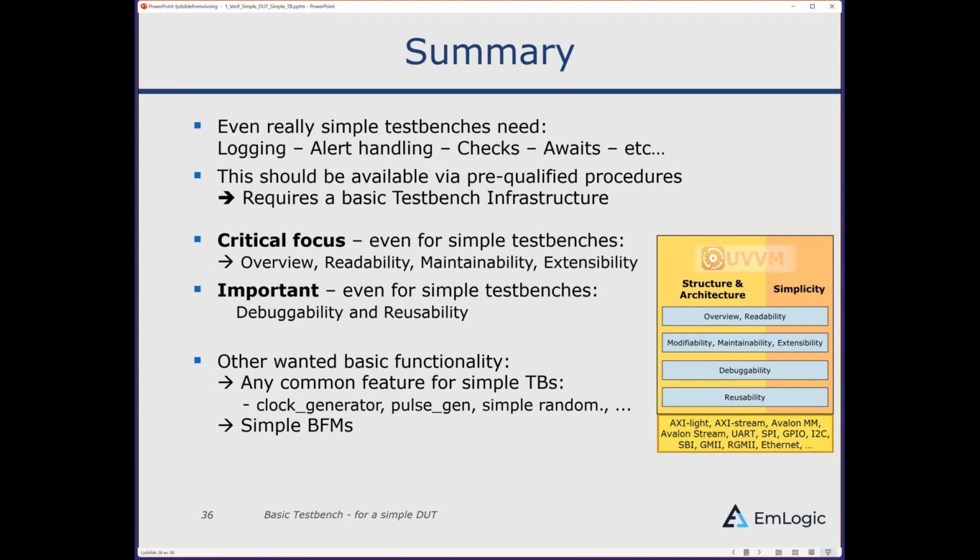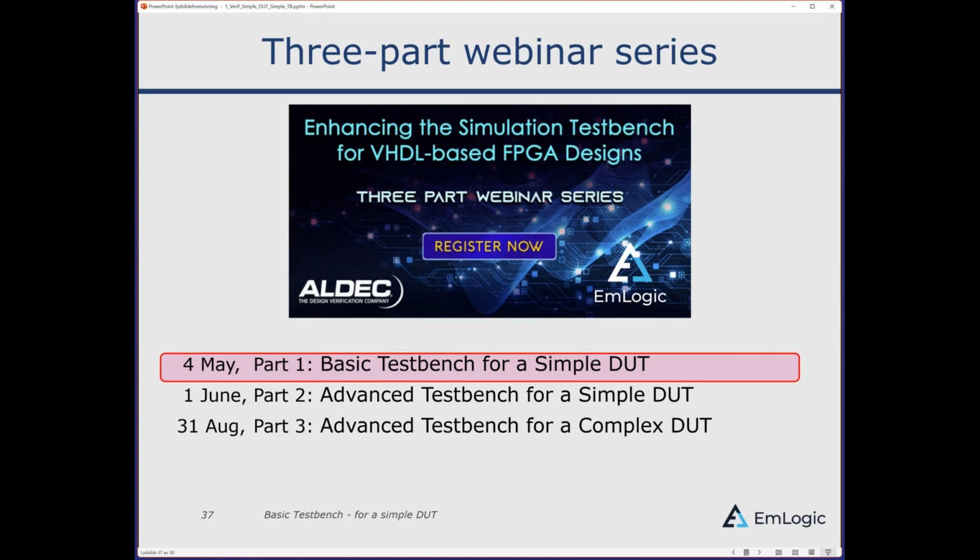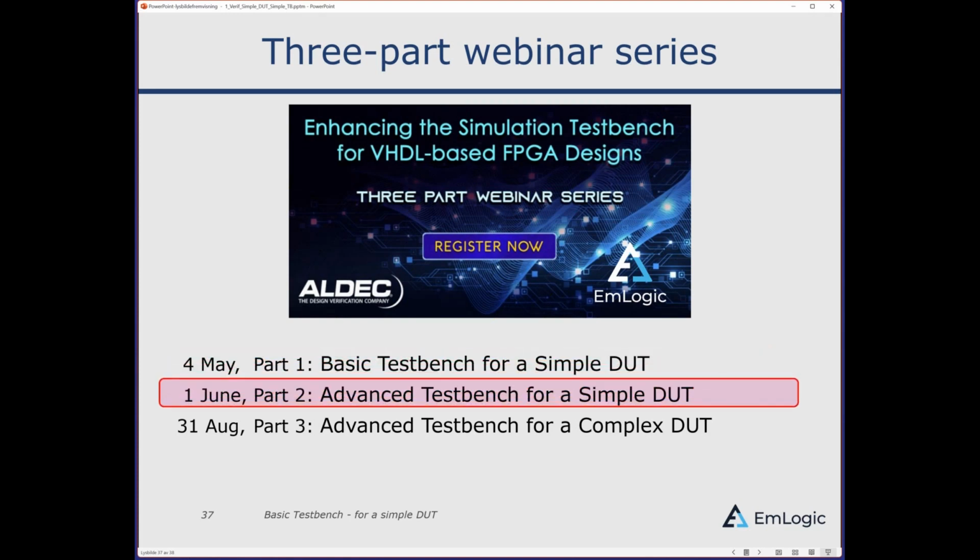So even really simple test benches need logging, alert handling, checking, waiting for something, and so on. And this should be available via pre-qualified procedures, which requires a basic test bench infrastructure. And even for simple test benches, we should have a critical focus on overview, readability, maintainability, and extensibility. And it is actually important, even for simple test benches, to also focus on debuggability and reusability.